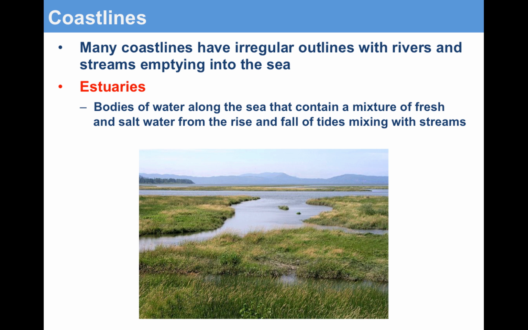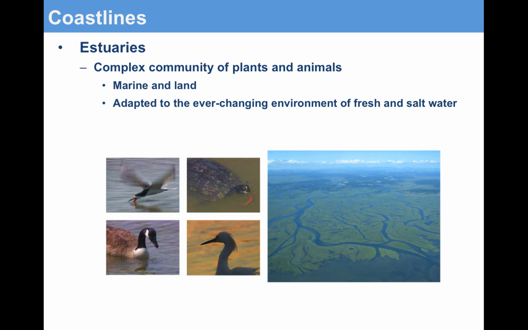All right. We see a lot of estuaries along the coast. These are caused by rivers and streams emptying into the sea. Estuaries are fairly calm bodies of water that contain a mixture of fresh and salt water, caused by streams interacting with the rise and fall of tides. These are incredibly diverse places on Earth. And they're incredibly important to us. They provide a number of advantages to our health and to the world. So here we go, some examples of estuarine plants and animals.